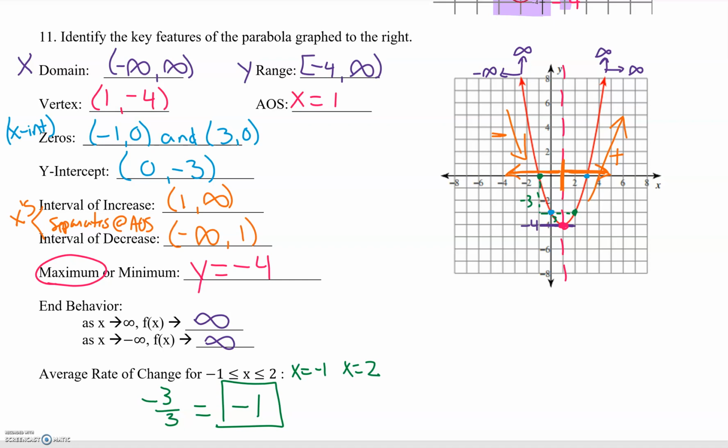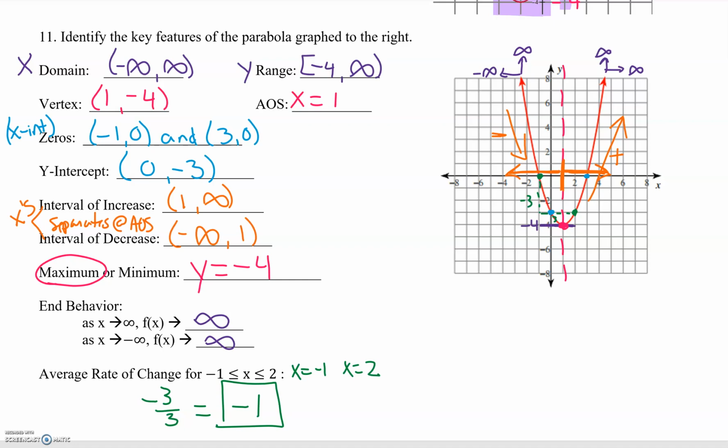I did in orange the intervals of increase and decrease. Remember, these are going to be x values that are separated by the axis of symmetry. So from the axis of symmetry, which is at 1, we see the left side has a negative slope because it's going down from left to right. So that means that side, the left side, is our decreasing. So decreasing interval is negative infinity to 1. Then the right side of the axis of symmetry is all positive slopes. So that's from 1 to infinity.